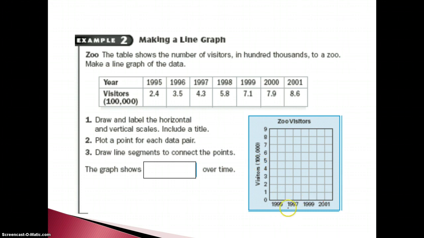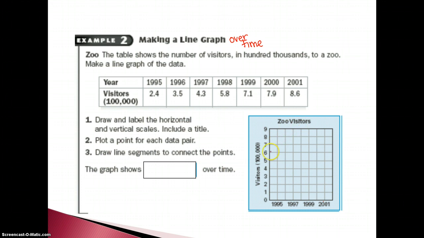Again, why do we know that the years are on the bottom? Because in a line graph, it's always over time. So anytime you're looking at time, years, months, even minutes, days, you're going to make a line graph. And I would put time in your horizontal axis. Always include a title. We're talking about the number of people that visited the zoo.